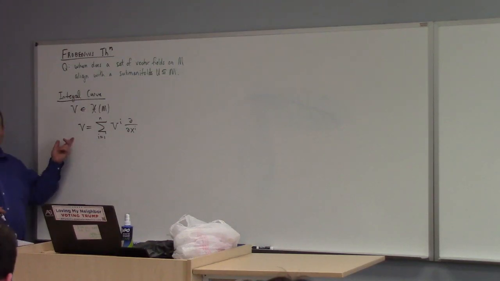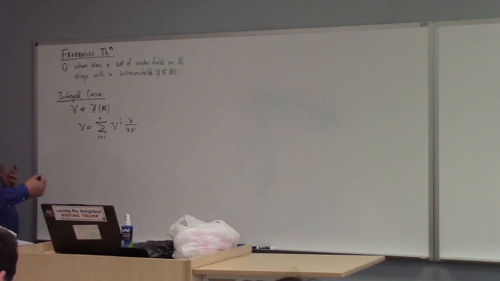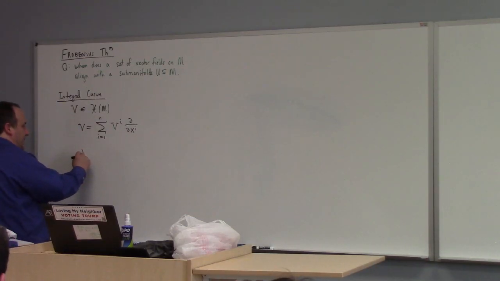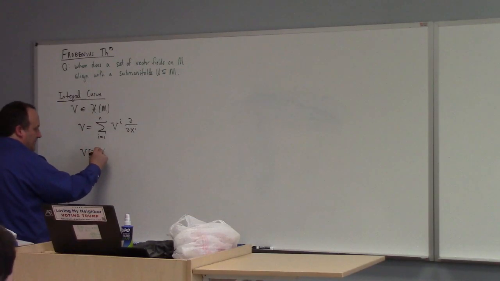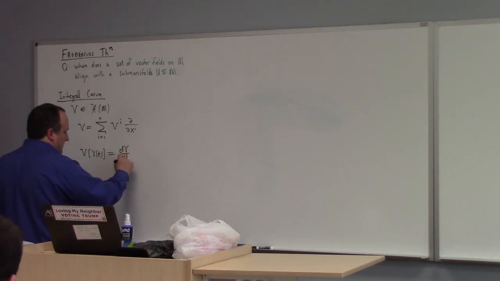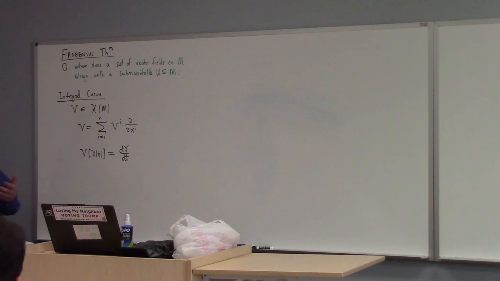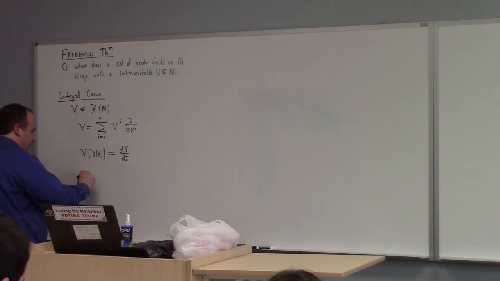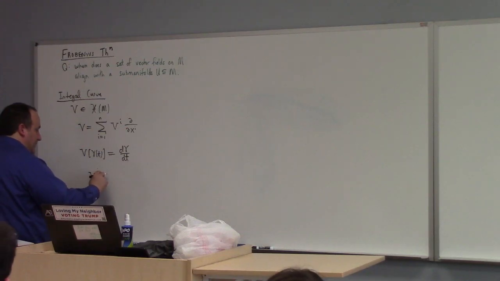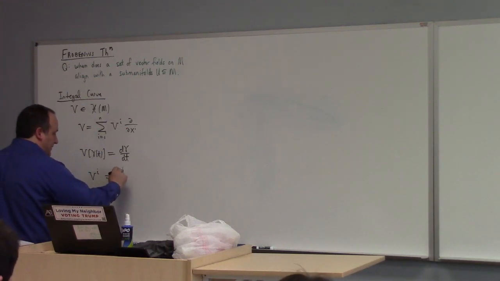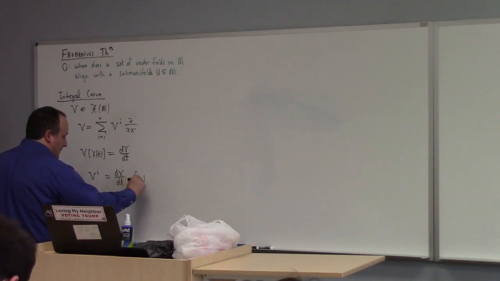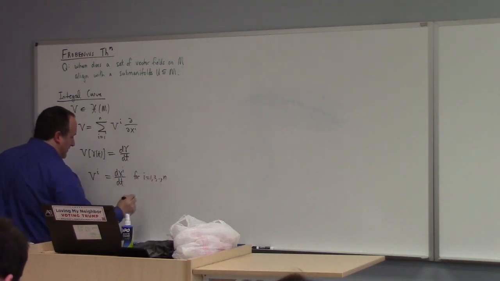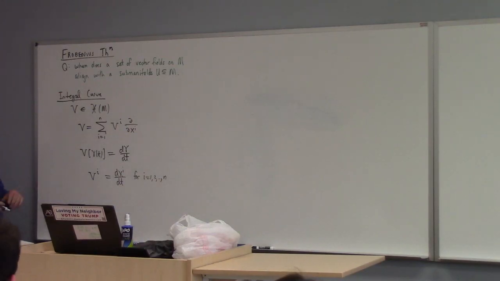Anyway, so we got a vector field, and we could talk about an integral curve. That would be something like V of gamma of t equals d gamma dt. That's the definition of an integral curve: the tangent vector to the curve aligns with the vector field. What that means is that you have to solve the differential equation V^i equals dx^i dt for i equals 1 to n. If we can solve this set of differential equations, that gives us the integral curve.